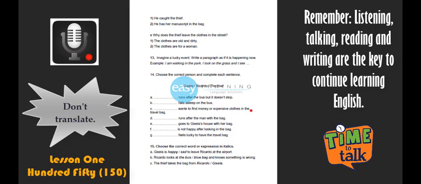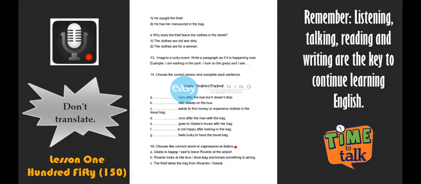Who wants to find money or expensive clothes in the travel bag? Gisela, Ricardo, or the thief? Who runs after the man with the bag? Who goes to Gisela's house with her bag? Who is not happy after looking in the bag? Who feels lucky to have the travel bag? You complete the sentences and say them aloud.